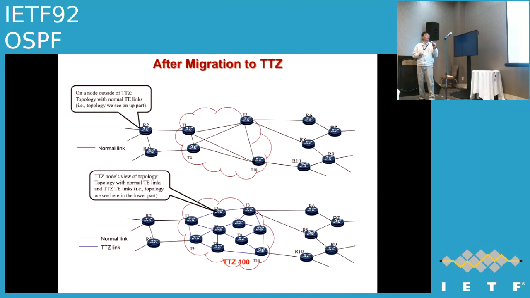So after migration, we can almost immediately have a clear picture from outside. Every node outside will see this topology, and then this TDZ is virtualized. So inside the TDZ, we have the whole picture of the network. So next page.